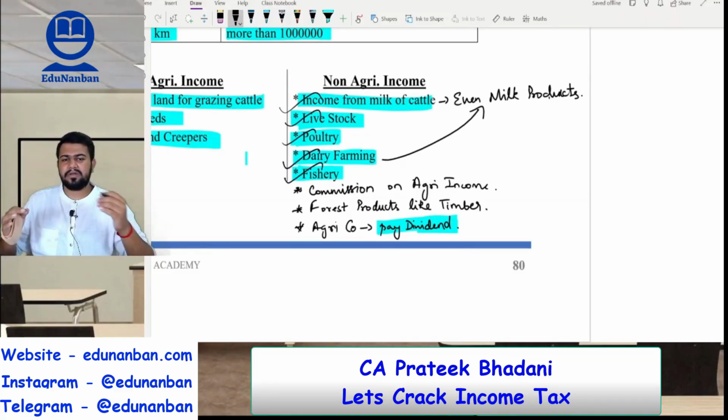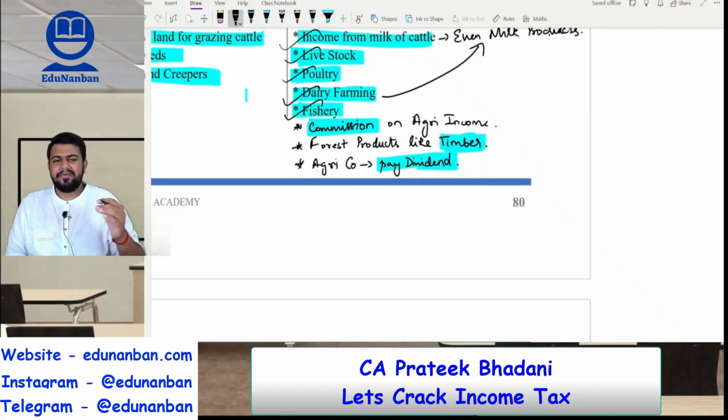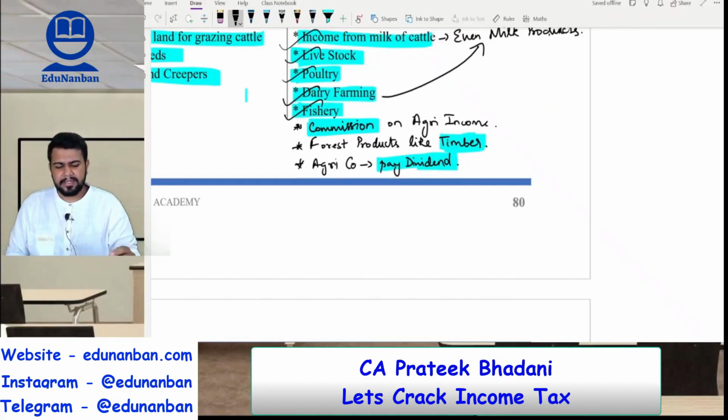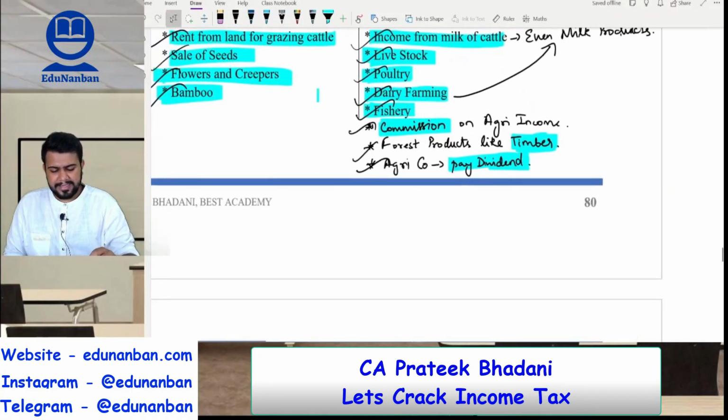Basically, any income which is got from animals and not crops, it will not be called agricultural income. Then, for selling the agricultural produce, if I give any commission, that is also not agriculture income. Then, if I sell forest products like timber, etc., that is also not agricultural income. And if an agricultural company pays dividend to its shareholder, then the dividend received will not be called agriculture income. Okay, so those are the examples.